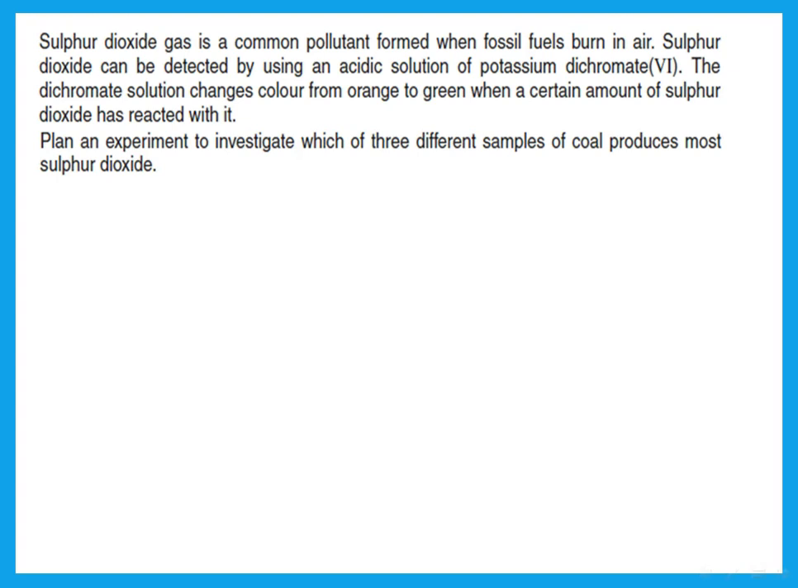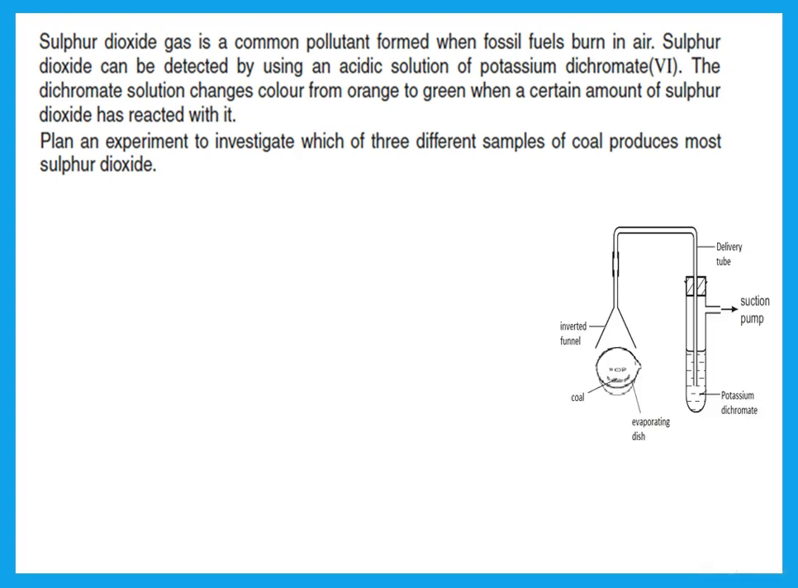This experiment says sulfur dioxide gas is a common pollutant formed when fossil fuels burn in air. Sulfur dioxide can be detected by using an acidic solution of potassium dichromate. The dichromate solution changes color from orange to green when a certain amount of sulfur dioxide has reacted with it. Plan an experiment to investigate which of three different samples of coal produce the most sulfur dioxide.